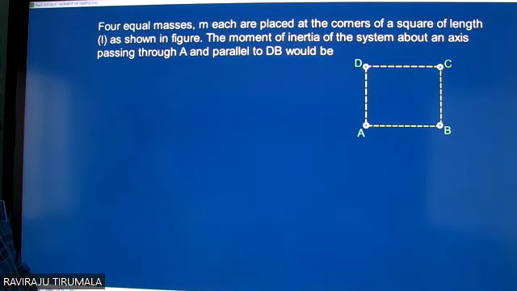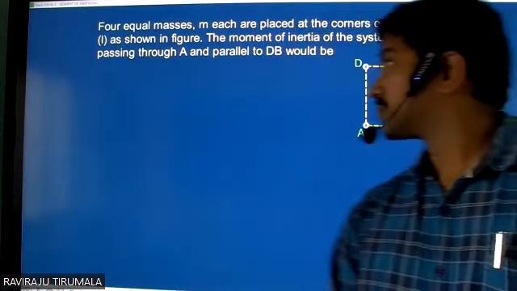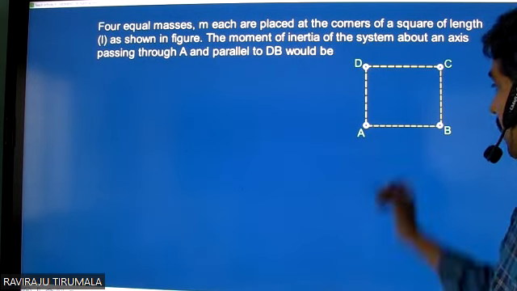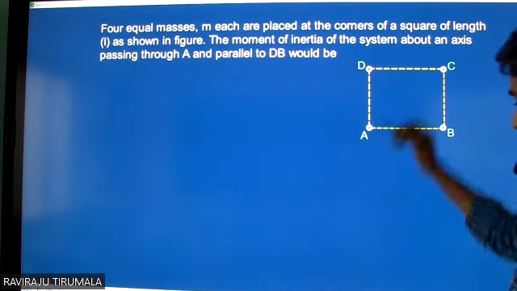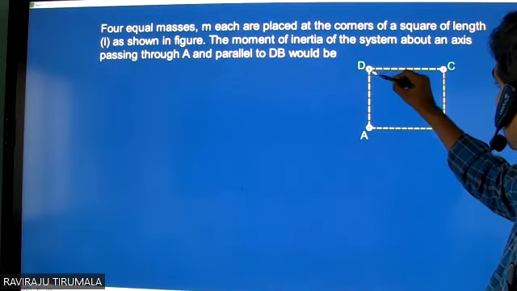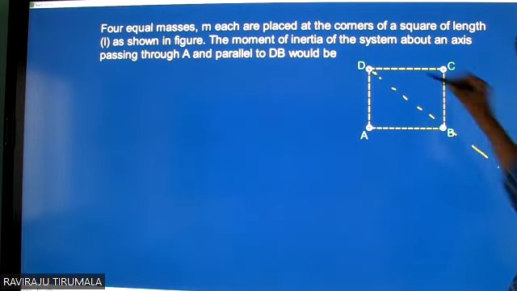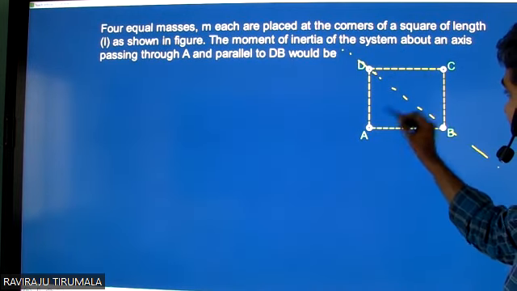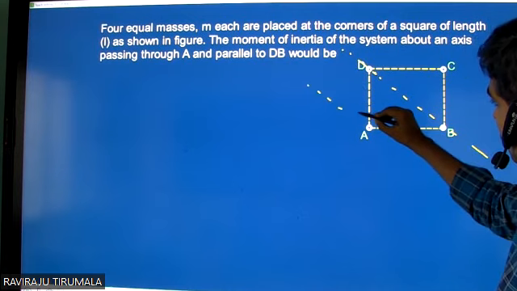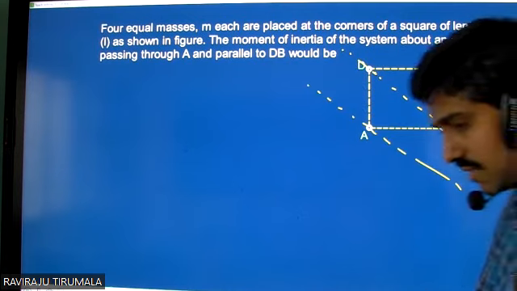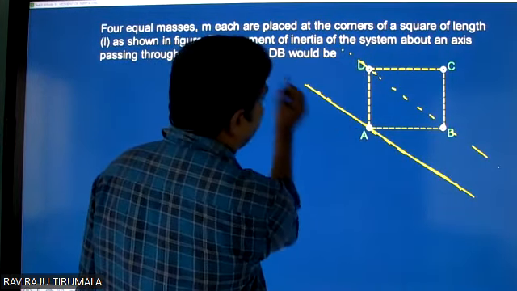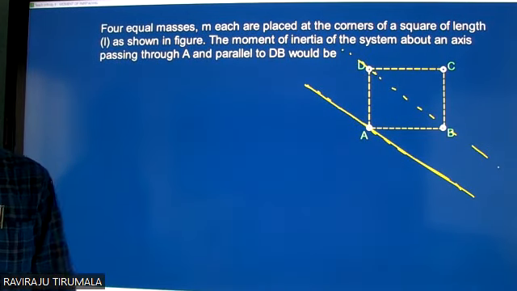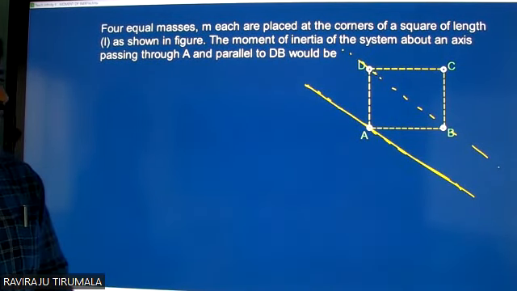And how is the axis given here? Passing through point A and parallel to DB. DB means this one only, na? DB means this one. And it should pass through A and parallel to this one. That means you can indicate this is the line only, na? This is the direction. You can extend up to infinite also. Okay, how much length we need, that much we can draw here.